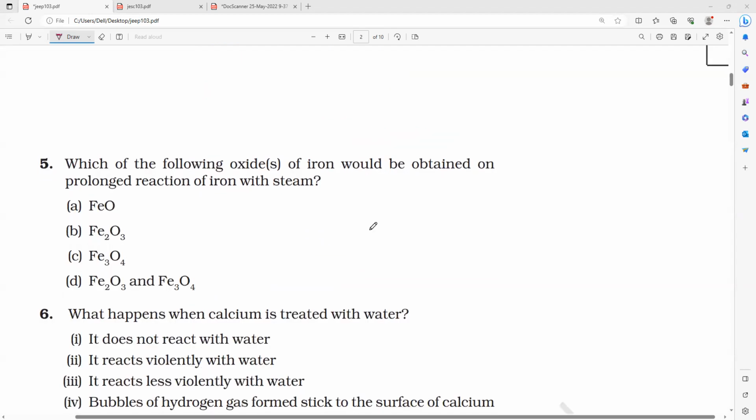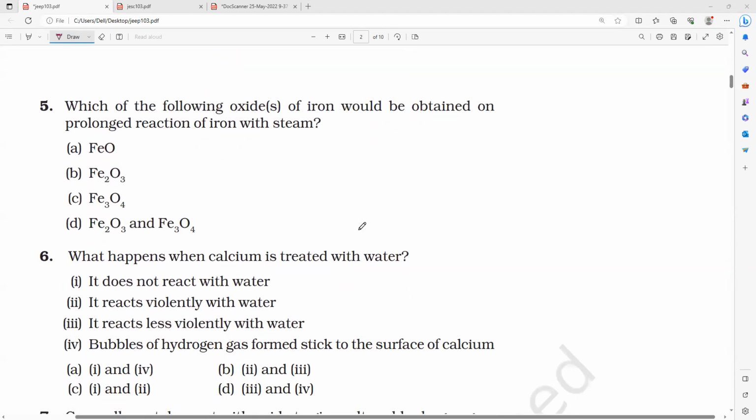Next question, fifth question. Which of the following oxides of iron would be obtained on prolonged reaction of iron with steam? Check in your notebooks and tell me. Prolonged reaction of iron with the steam. We all know that. Iron with the steam alone is the only reaction which is always different. Basically, we used to study that.